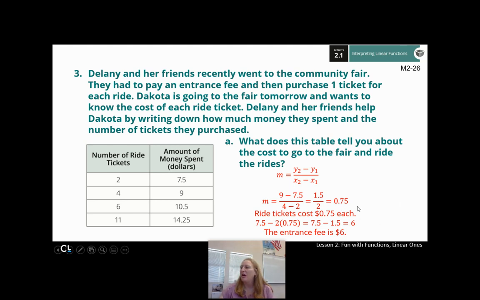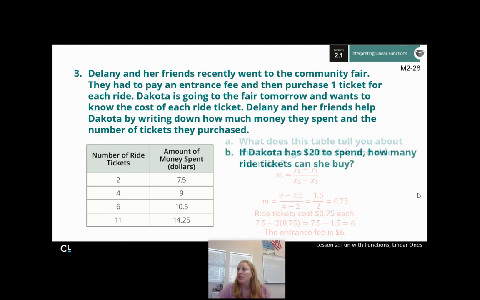It was easy to find the cost per ticket, and we just had to get a little creative and push ourselves a little further to figure out what that entrance fee was going to be. But we did find it. So $6 to get in and then 75 cents per ticket.